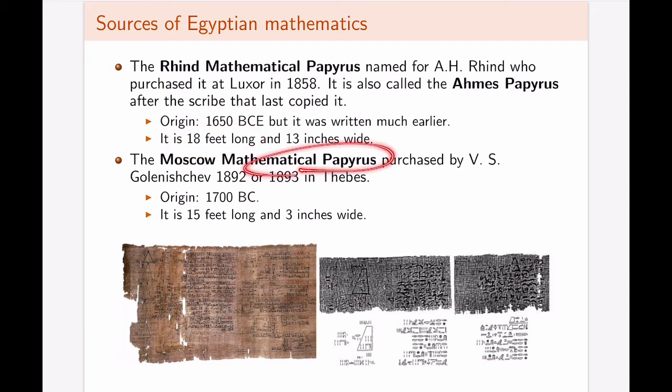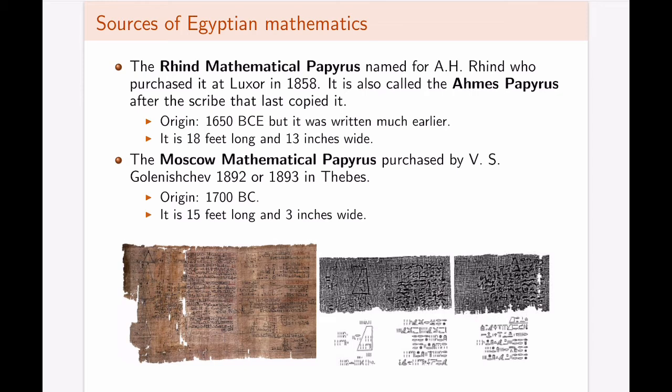The other papyrus, the Moscow mathematical papyrus, purchased by Golenishchev in 1892 or 93, is dated back about the same time and is 15 feet long, so approximately the same length, but 3 inches wide. That thing is a really skinny, long piece of papyrus.